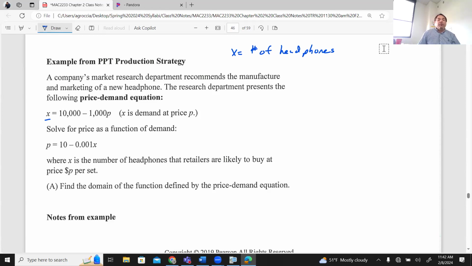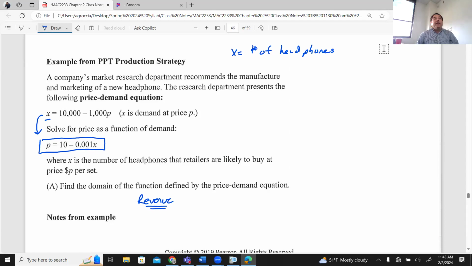Since we want to find revenue, we're going to do a little bit of algebra and convert this to solve for P. I'm not going to do the algebra on how I solve for P. That's just algebra. But let's just say we started with this. You tell me how many headphones and I'll tell you the price. But what I really want is to find the revenue.